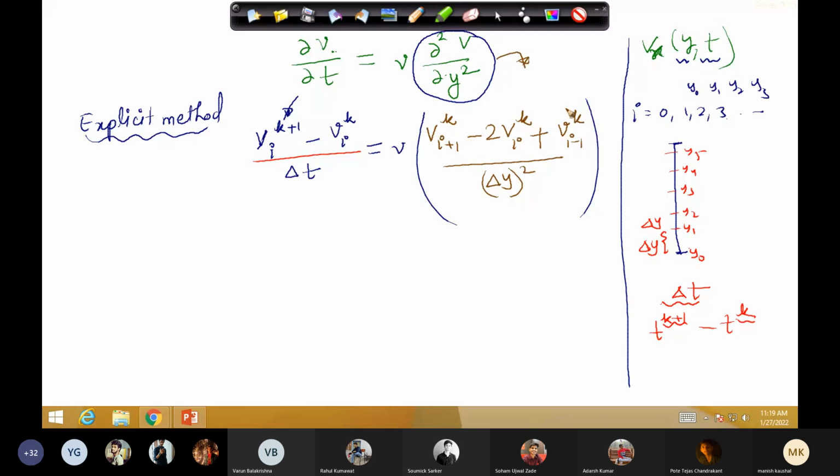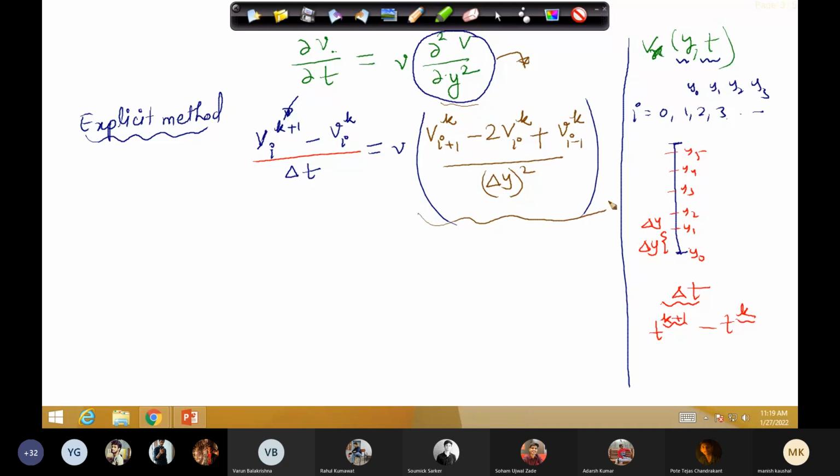One can ask, why are you writing this k? Use the k plus 1th derivative. Yes, that you can also do, but then that method will be implicit. Or one can say, take the derivative at the kth and the k plus 1th and take the average. So depending on this, the right hand side can change. All these three methods I'll share with you.